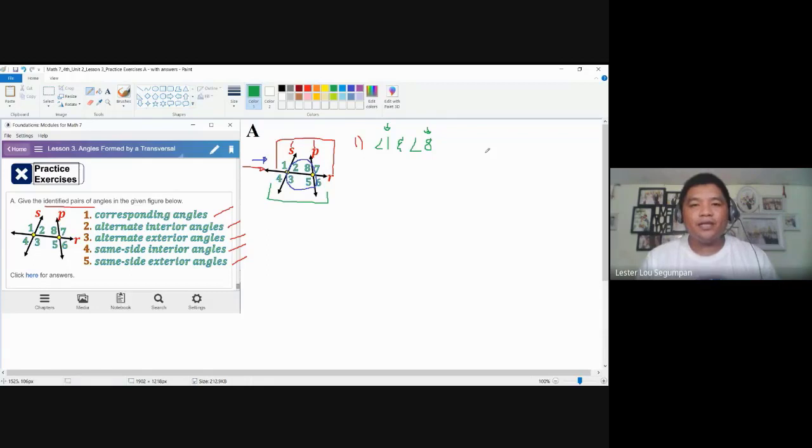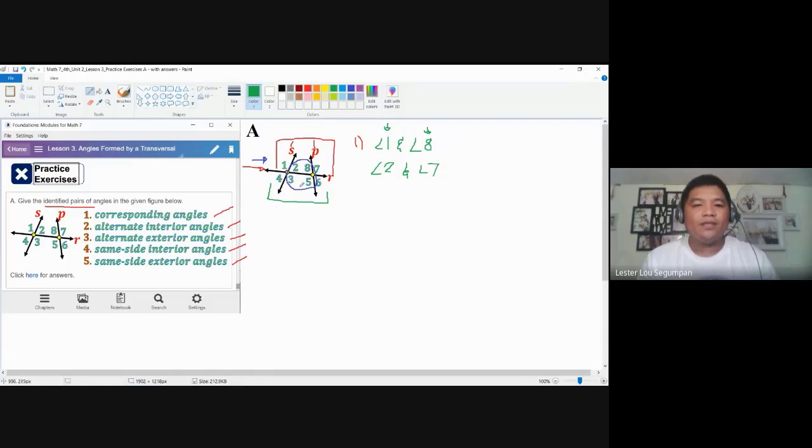The second pair of corresponding angles in this given figure is the pair of angles which is also on the same side of angle 1 and angle 8. That's actually angle 2 and angle 7. If we are going to examine them, angle 2 and angle 7 are found on the same side of the transversal. That's the first condition. Second, they must be non-adjacent. That's already satisfied. And number three, one of which is in the interior, that's angle 2, and the other is found in the exterior, that's angle 7. So these are the first two pairs of corresponding angles for this figure.